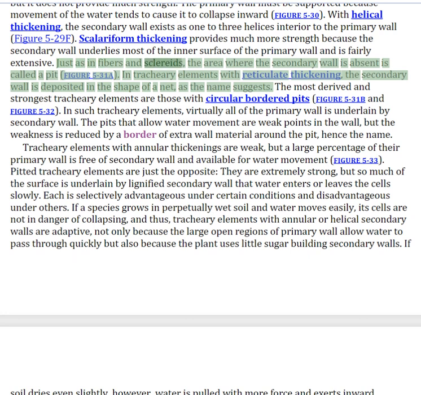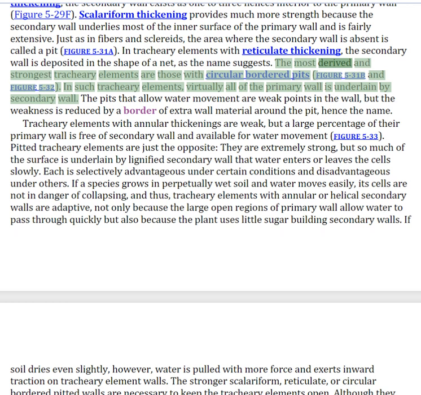Just as in fibers and sclerids, the area where the secondary wall is absent is called a pit. In tracheary elements with reticulate thickening, the secondary wall is deposited in the shape of a net, as the name suggests. The most derived and strongest tracheary elements are those with circular bordered pits. In such tracheary elements, virtually all of the primary wall is underlain by secondary wall.